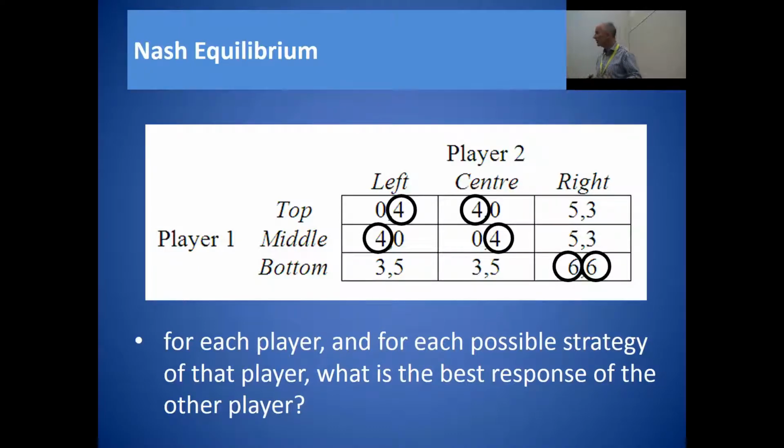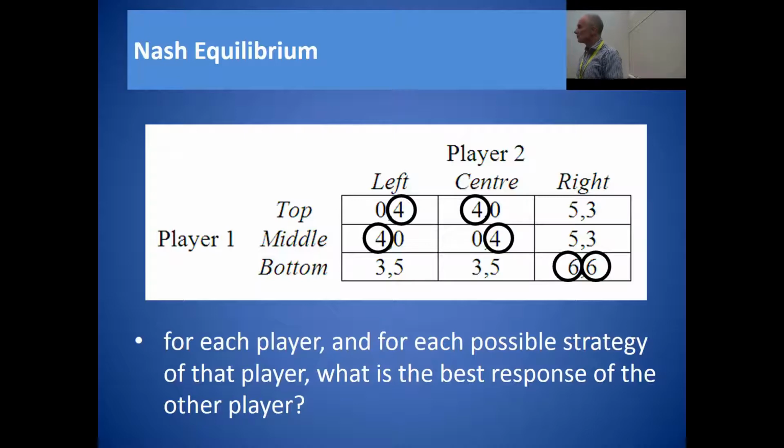So does player 1 have an incentive to deviate? No. There's no reason why player 1 would change what he's doing. There's no reason why he would want to move away from that Nash equilibrium. And exactly the same for player 2. In the Nash equilibrium, player 2 has a payoff of 6, and his rival is choosing bottom.